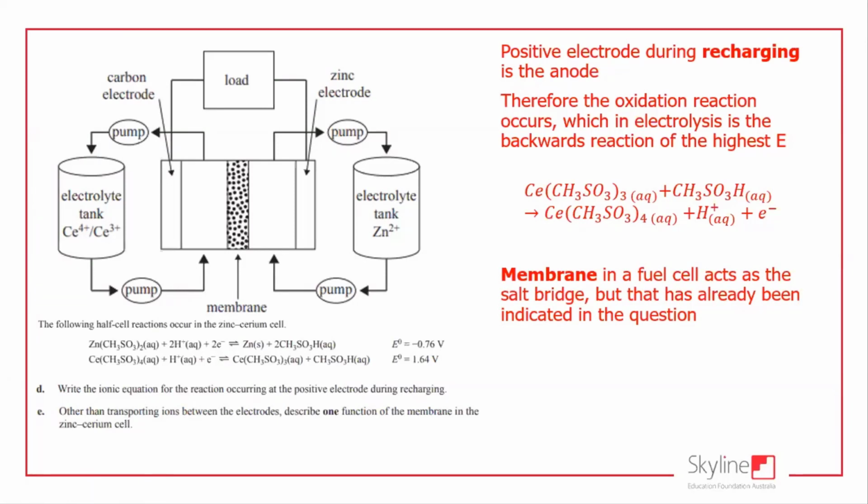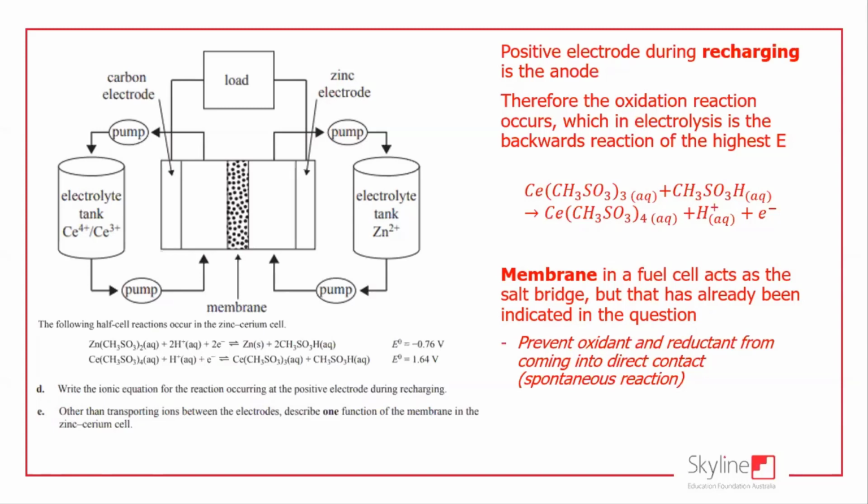The membrane in a fuel cell actually acts as a salt bridge, but that's already been discussed in the question. It's transporting ions between different compartments of the cell. The membrane also prevents the oxidant and reductant from coming into direct contact. If we had our 2 chemicals that would hit each other and would react, well, that would produce heat, would produce thermal energy. That's energy wasted.